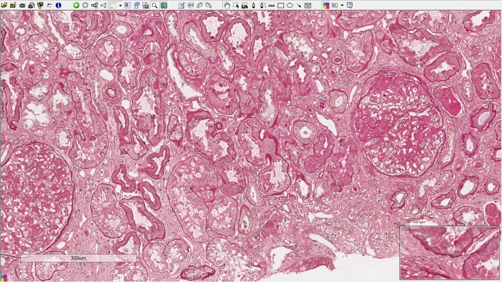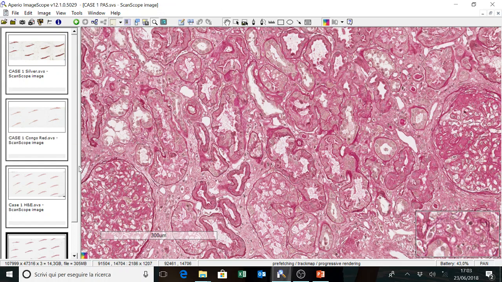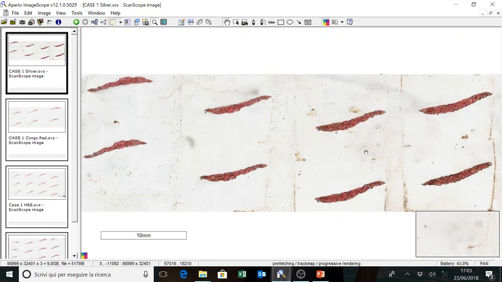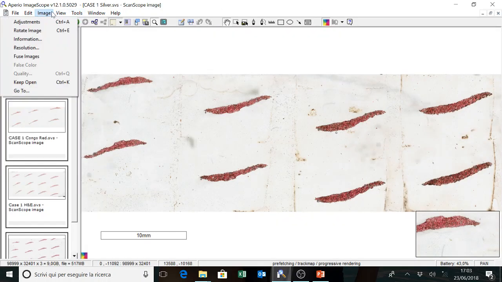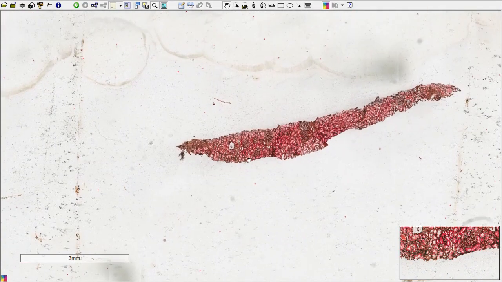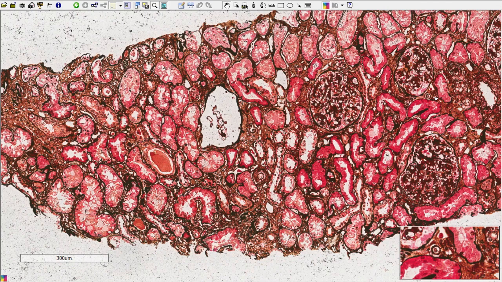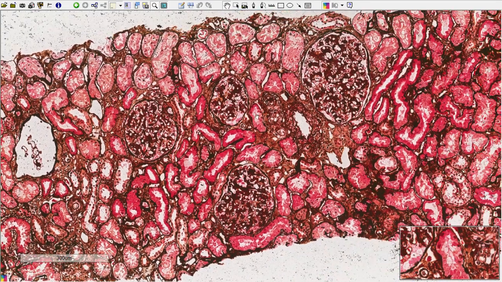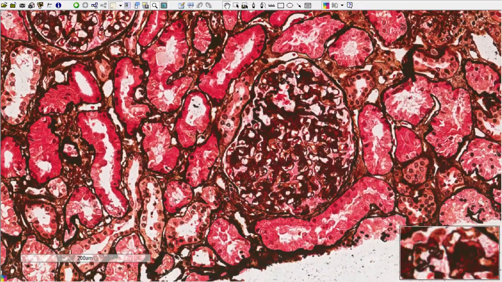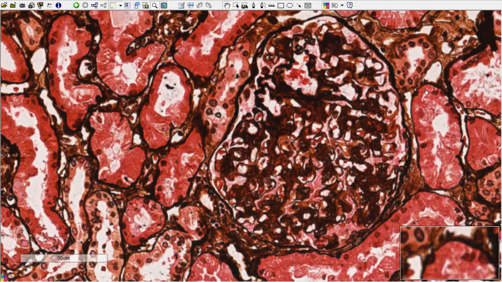Okay, let's take a look at another stain. Let's go on the silver. Let's go on full screen and let's see what we have. I would say that this silver is a little bit too dark for my taste. And anyway, we can see that there is an increase in the mesangium again.